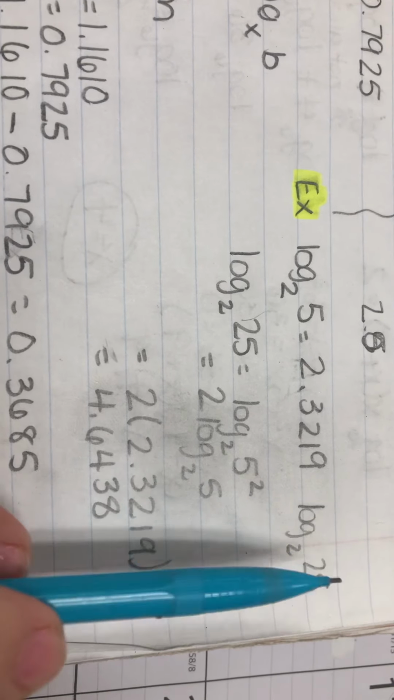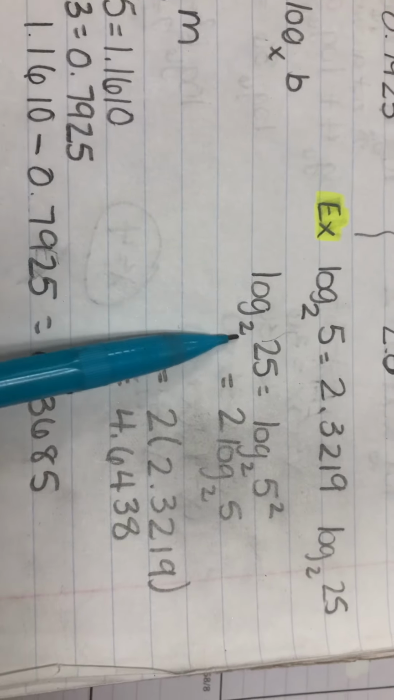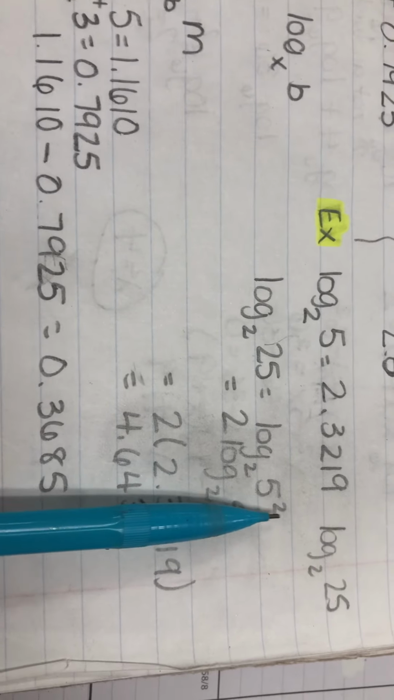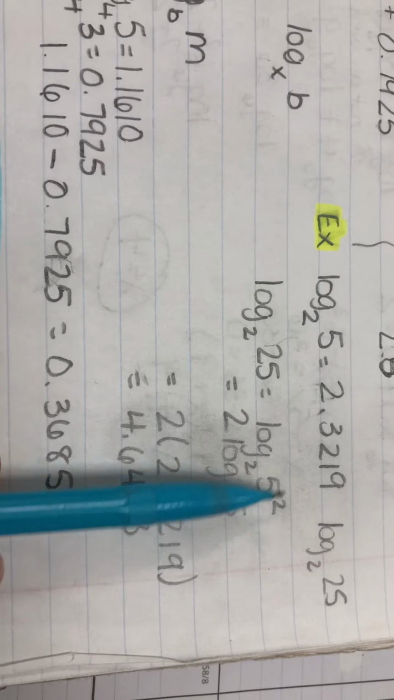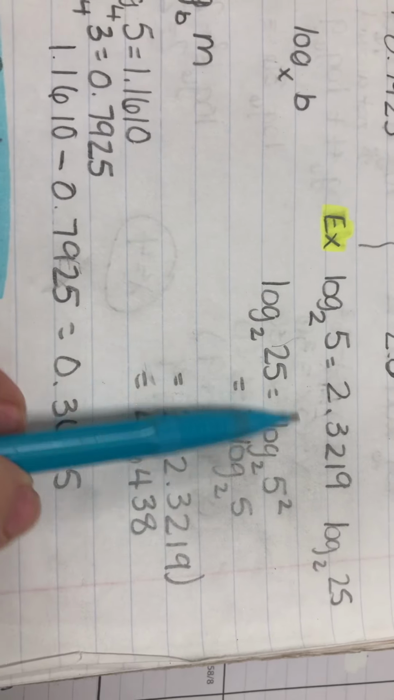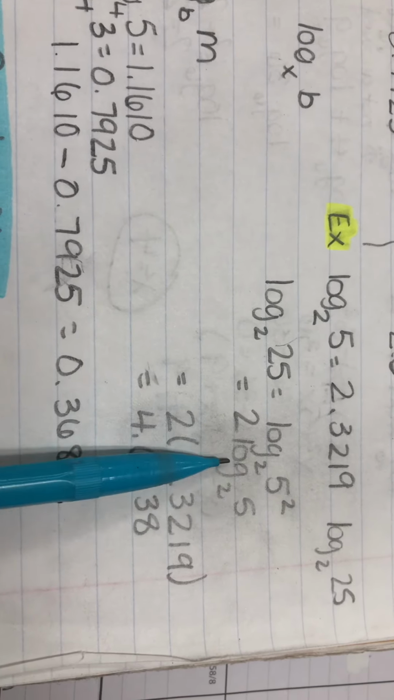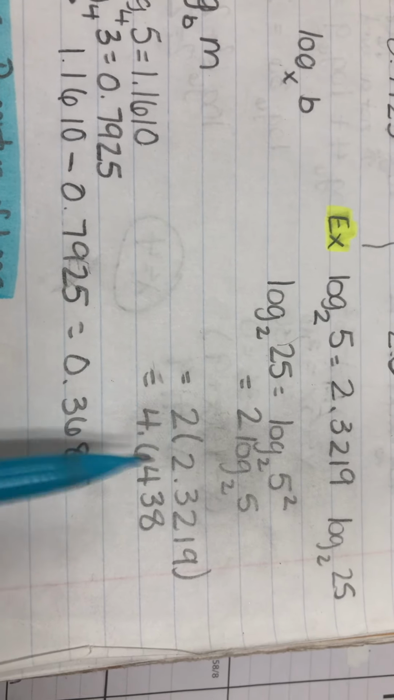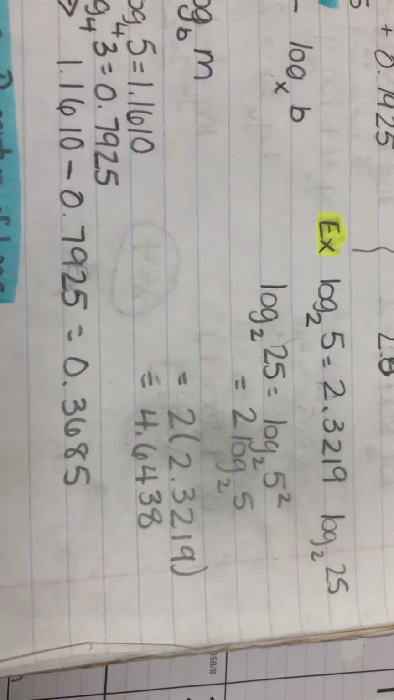So log base 2 of 25. Well, 25 is 5 squared. So there's no product here, right? They're not multiplying anything. We're really just 5 squared. So we can take this 2, move it in front. Well, log base 2 of 5 represents that number. And look, you just multiply them by 2. That's your answer, okay? So you just have to think about it.